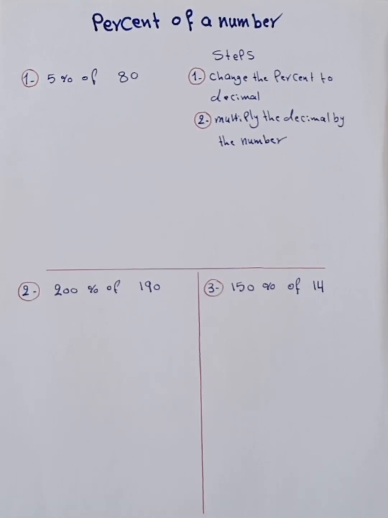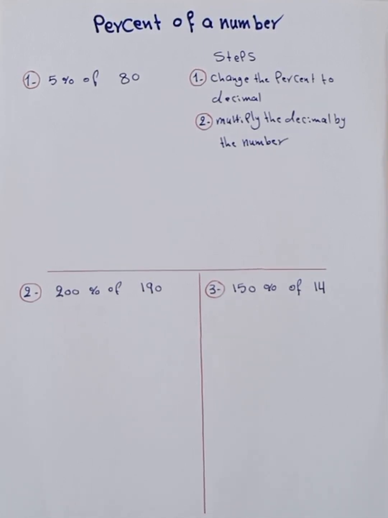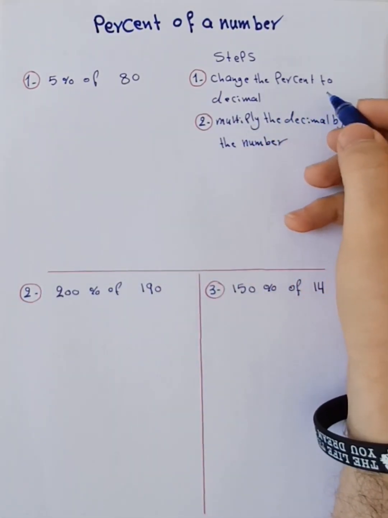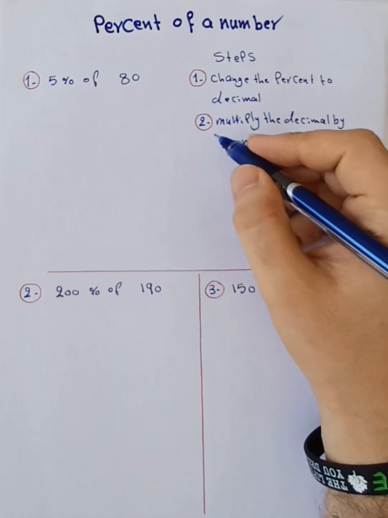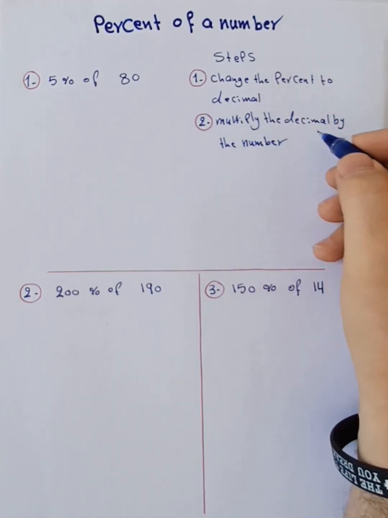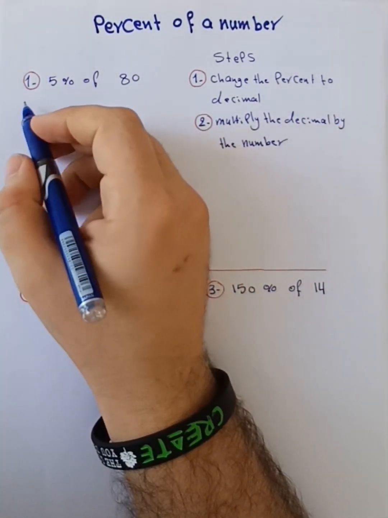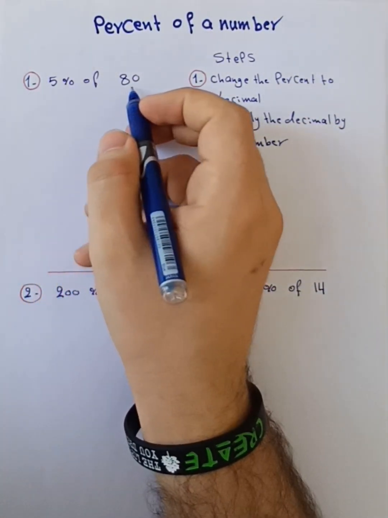Hello dear students, in this lesson I'm going to talk about percent of a number, how to find a percent of a number. When we want to find a percent of a number, we have to follow two steps. The first step is change the percent to decimal. Second step, multiply the decimal by the number. For example, when you have 5% of 80.